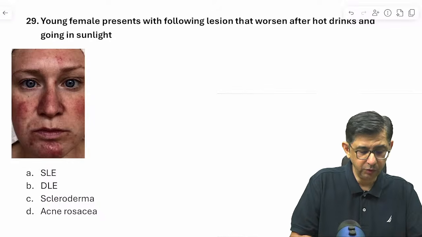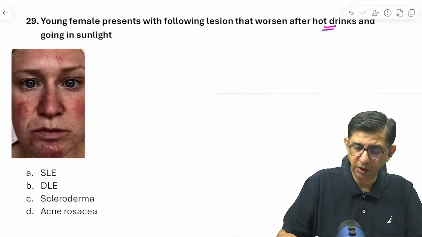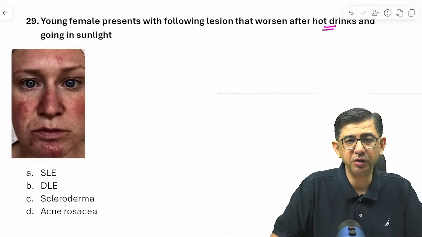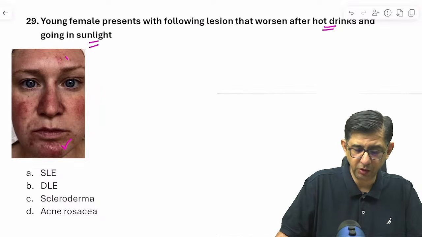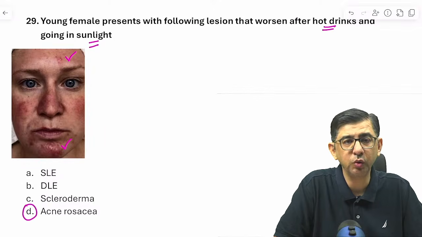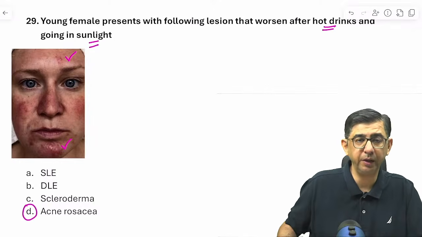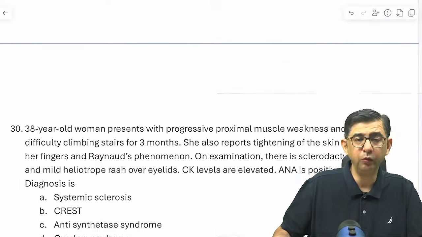Yes, because it is mentioning hot drinks and flushing in the patient. Considering that acneiform lesions are also given in the question, we will give acne rosacea as the answer to question number 29 at the moment. Yes, moving to the 30th one.